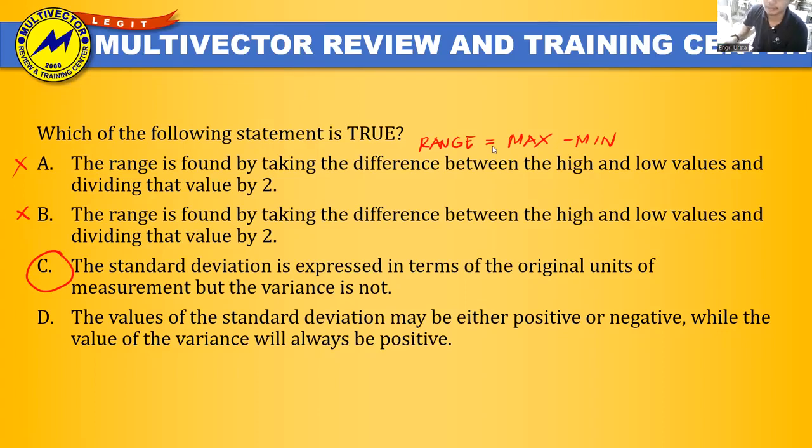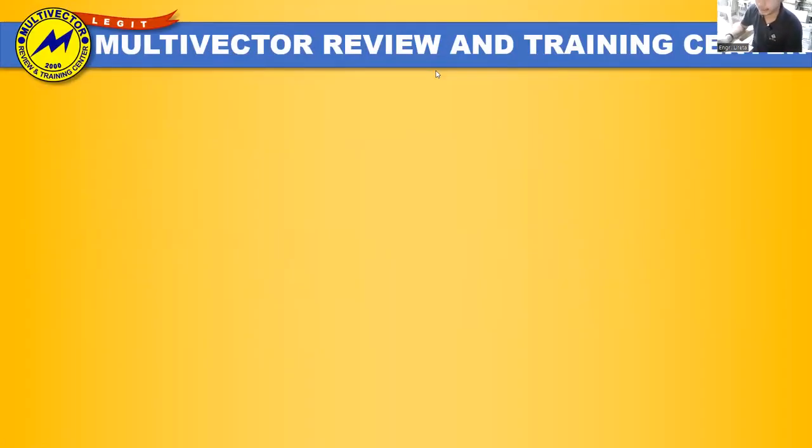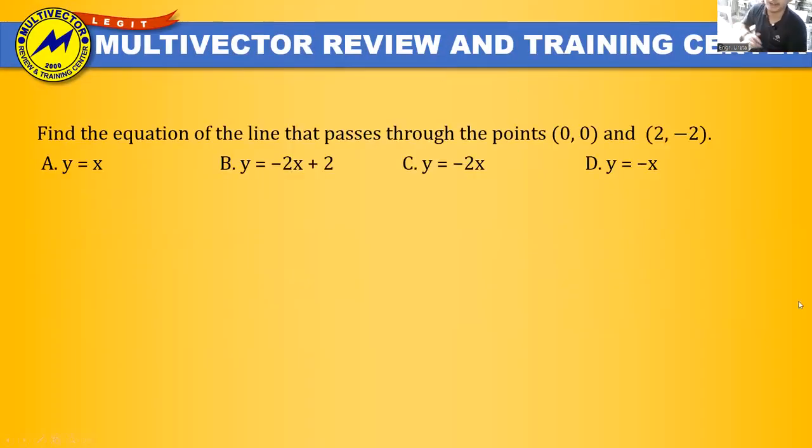Okay, question? Next problem. Okay, so problem number 64, kung di ako nagkakamali. Okay, so find the equation of the line that passes through the point 0, 0 and 2, -2.